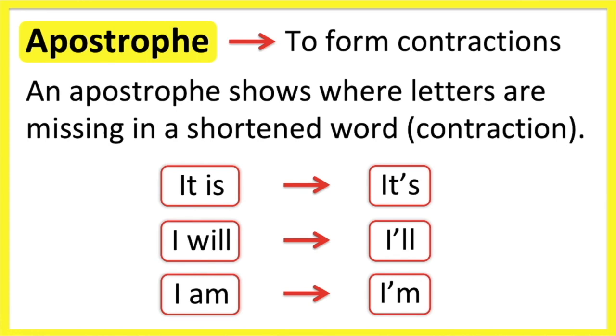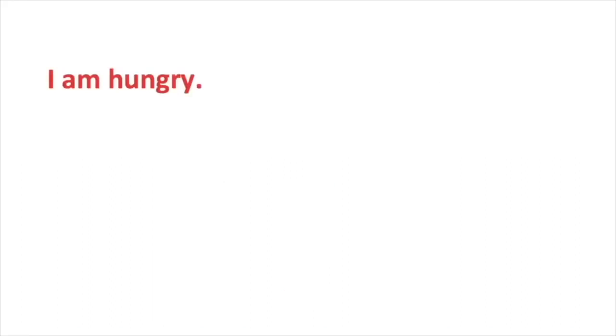Let's go through some examples. I am hungry. Here I can combine the word I and am to I'm. I'm hungry. As you can see, I have combined the two words and an apostrophe is placed where the missing letter A was.